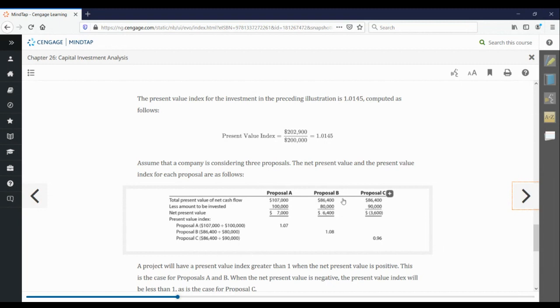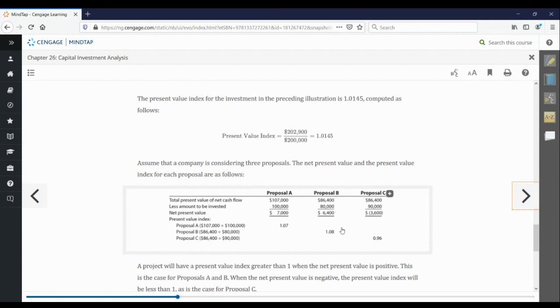If we're looking at proposal B, we have less present value that's associated with it, but we also have invested less money in this investment. The difference is still positive, so that means that proposal B could be a good investment also. But notice when you subject proposal B to the present value index, we would take the present value of the cash flow, which is 86,400, and we would divide that by the 80,000 initial investment.